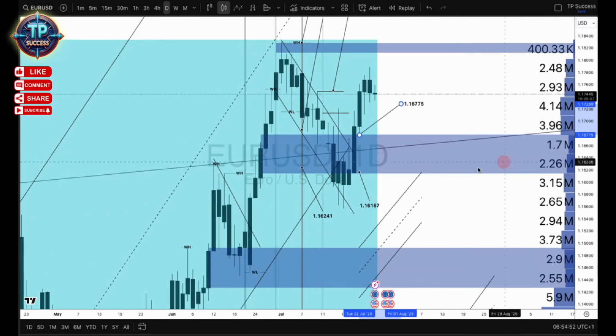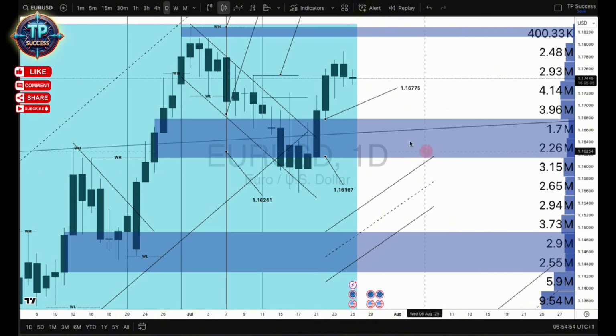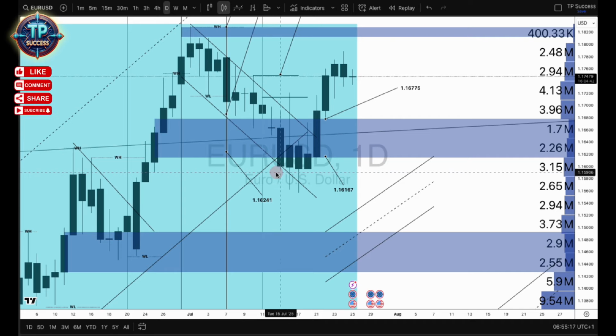Now, before we got this move up here, we also had price close below 1.16167. I got all muddled up when I was about to say that, so I had to pause for a moment and recalibrate myself. So this first break below this level was on Tuesday the 15th of July.